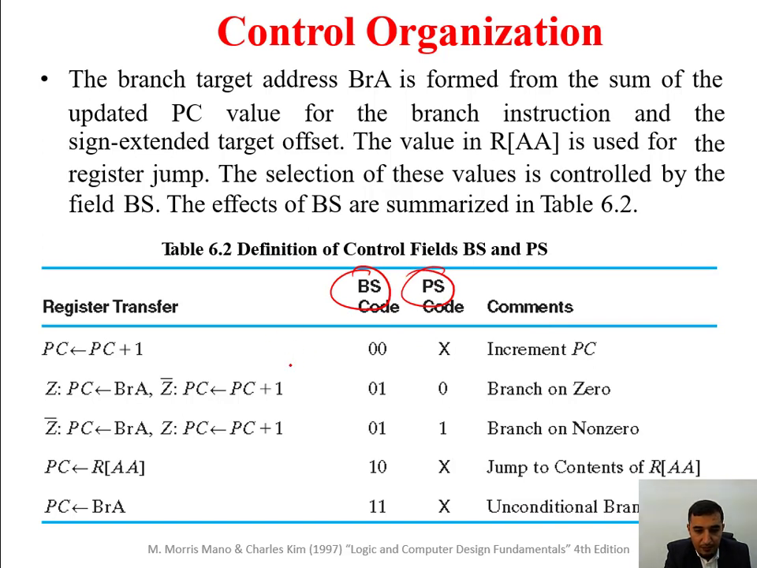As you can see here, if it is 0, 0, then increment the program counter. If it is 0, 1, then branch, and PS is 0, then branch on 0. If it is 0, 1 and 1, then it is branch on non-zero. 1, 0, it's jump to the contents of RAA, and 1, 1, it's an unconditional branch, as we said earlier in the instructions. So as you can see, we have 0, 0, 0, 1, 1, 0, and 1, 1, and it's quite simple to implement this circuit.